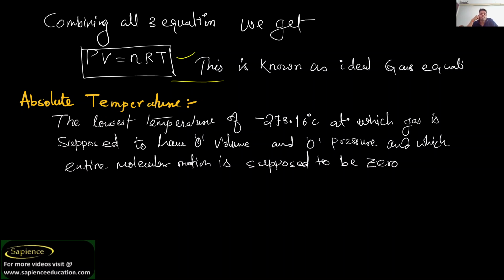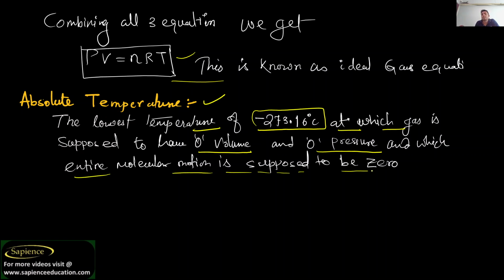Now let us try to define absolute temperature. What is absolute? Absolute means purely the lowest temperature of minus 273.16, at which gas is supposed to have zero volume and zero pressure, and at which entire molecular motion is supposed to be zero.